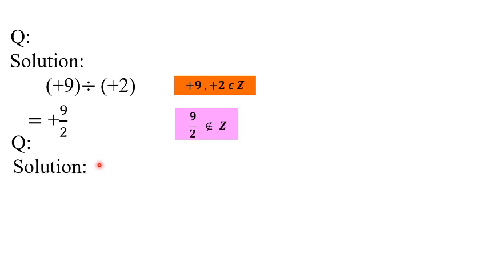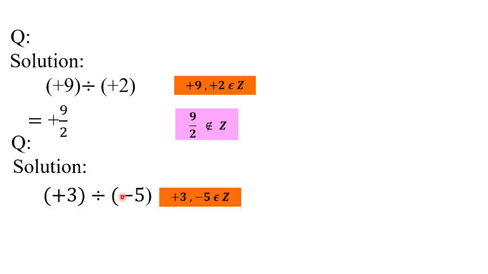Take another example of plus 3 divided by minus 5. When we divide both of these two, we have minus 3 over 5, which again doesn't belong to the integers. We have taken two integers, but when we divide them, the answer doesn't belong to the set of integers.